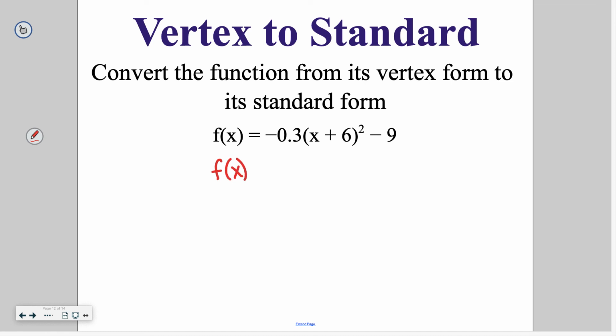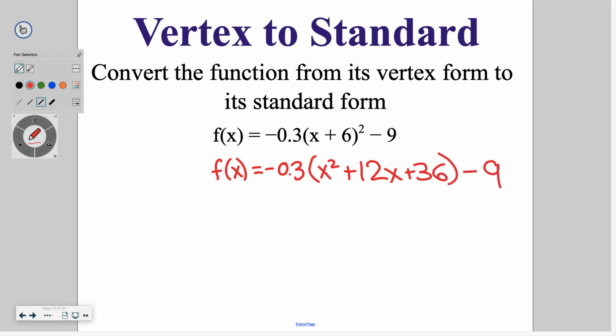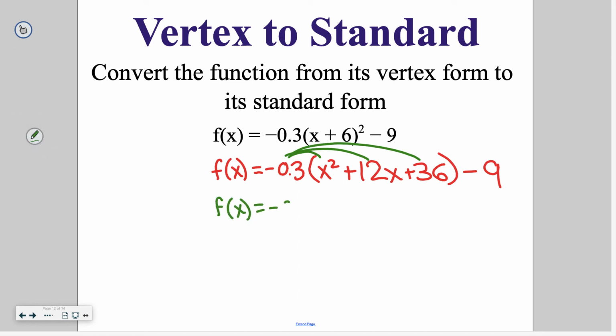So I've got f of x is equal to negative 0.3 times that shortcut. Again, square the front number, so x squared. Multiply the two things inside the parentheses. So I've got x times positive 6, which is 6x. Double that, that gives me a positive 12x. And then square the back, which gives me 36. That minus 9 stays on the outside. The next thing you're going to do is distribute that negative 0.3, or whatever your a value is. So in this case, f of x is equal to negative 0.3x squared minus 3.6x minus 10.8. And then we still have that minus 9 on the end.